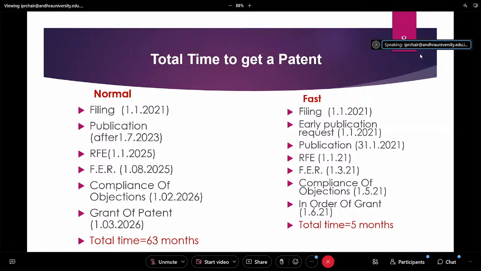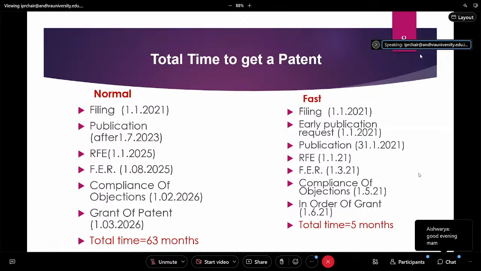Then in the regular route, your first examination report, FER, is given by the patent office. You will get it on 1st August 2025, because they generally take 6 months of time. It comes within 6 months, but I'm just showing it like that. But on the fast route, your first examination report will come by March 2021. So you are just 2 months into your patent, right? Because, sorry, 6. In the fast route, you have to comply with the objection by 1st May. Your date of grant will probably be 1st June 2021. So the total time is 5 months.